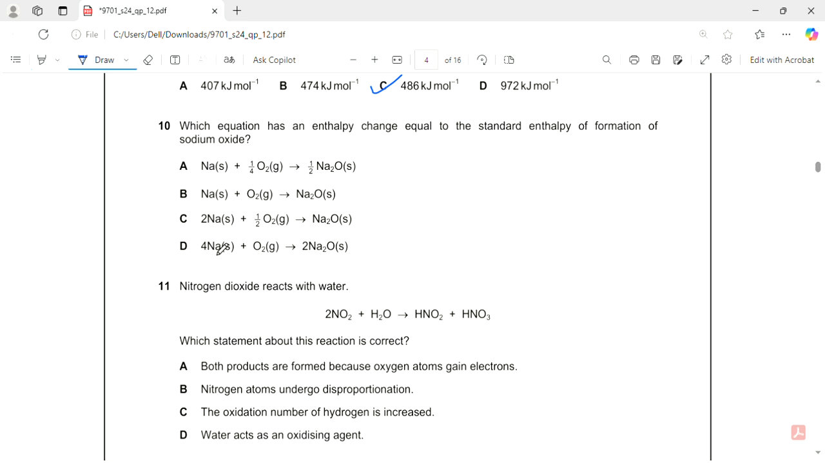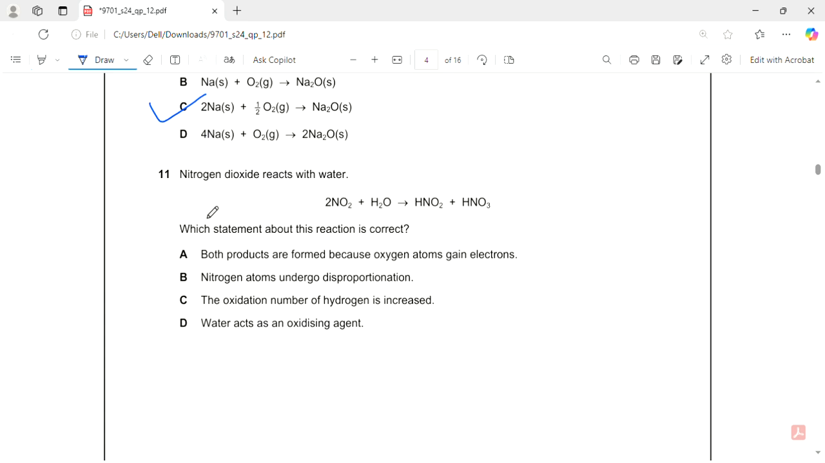So what about option C? Yes, 1 mole of compound is formed, and yes, this is balanced. And D is also not correct because 2 moles are formed. So option C is the correct answer. So move to the next part.